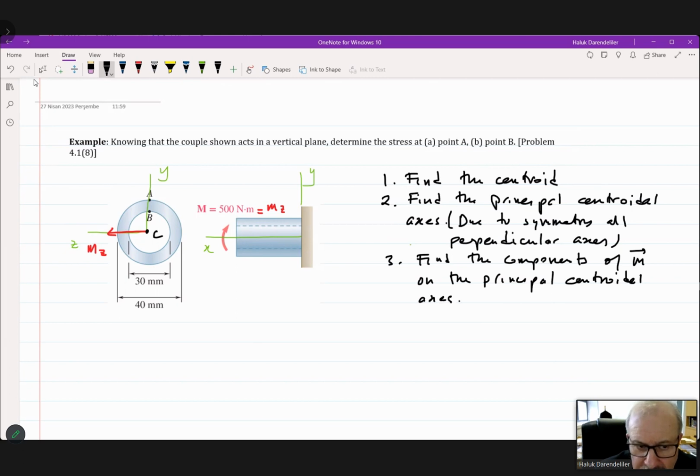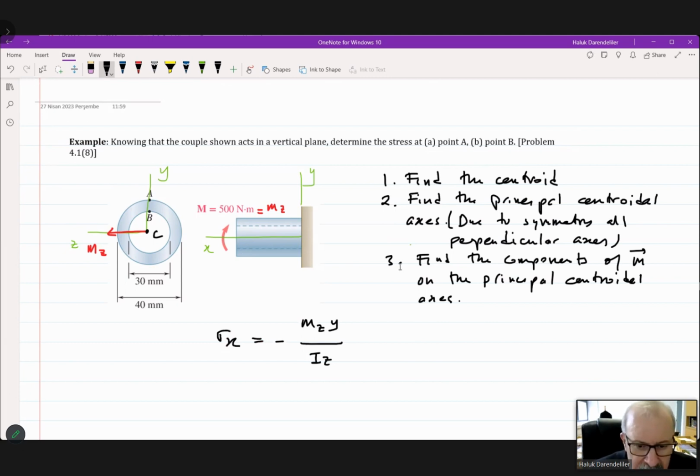So, let us look at this problem. We know the centroid. Y and Z are already principal axes, and the moment is on Z, a principal centroidal axis. So therefore, we can use sigma equals Mc over I. Clear? So, for this problem, the stress is sigma. It is in the x direction, perpendicular to the surface, and the equation is sigma x equals minus mz times y over iz. So this equation is valid for the whole cross section.